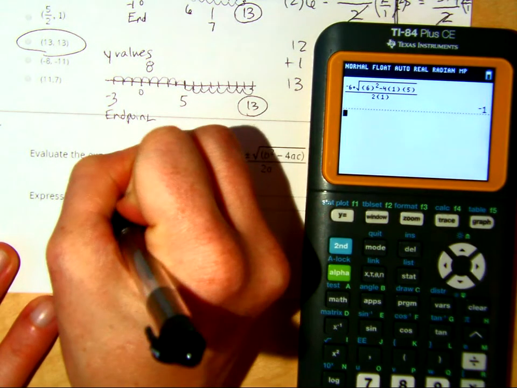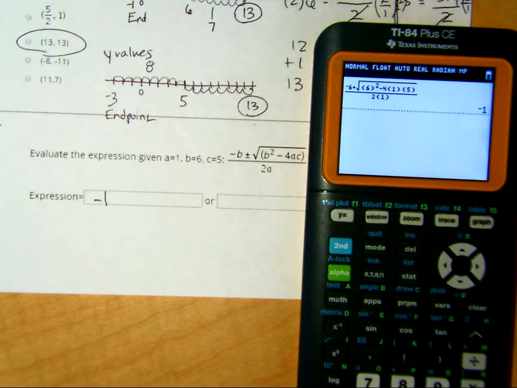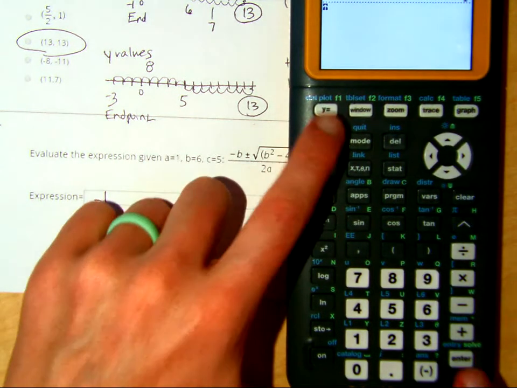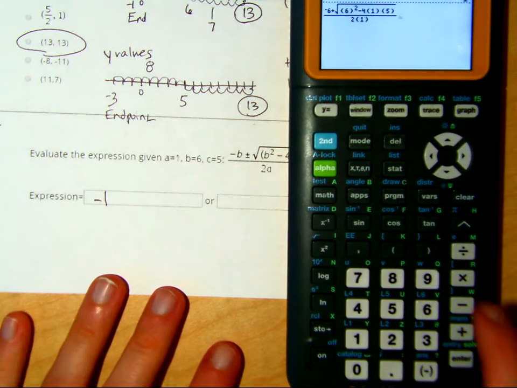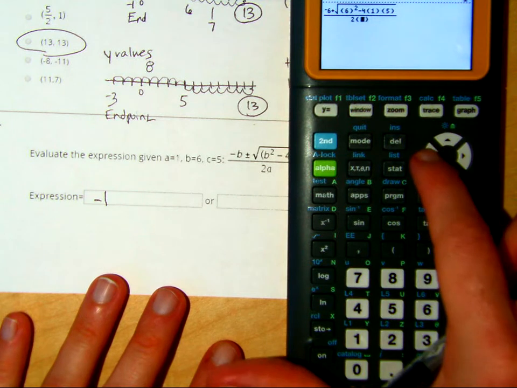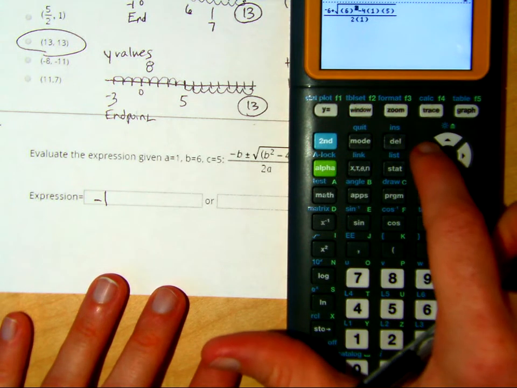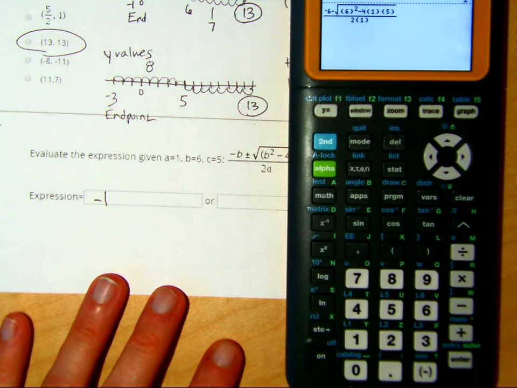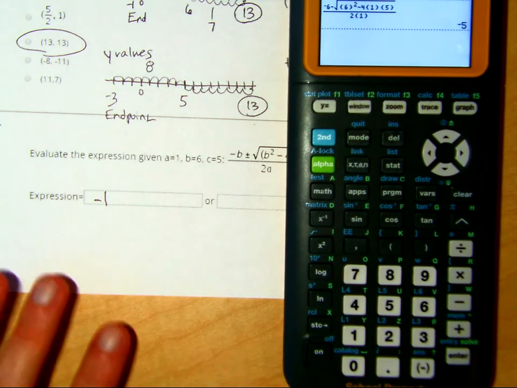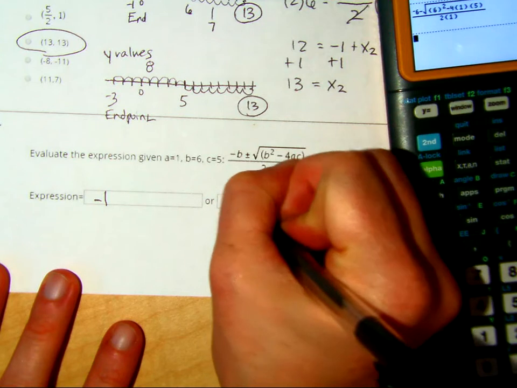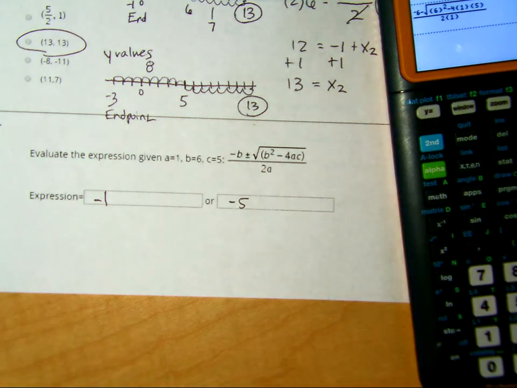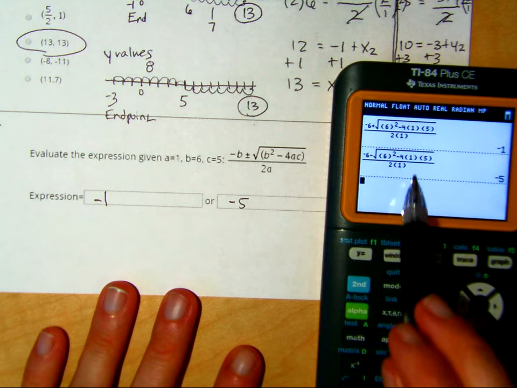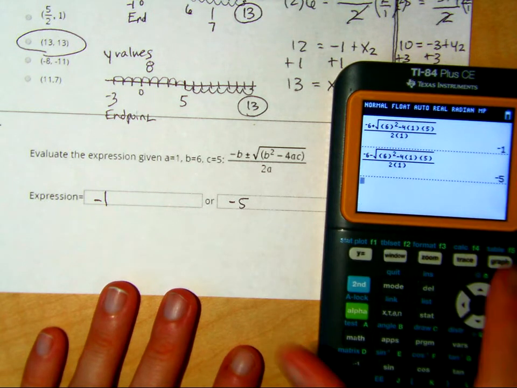And the great thing about your calculator is if you hit second enter, it pops the equation back up. You can hit arrow, arrow, arrow over and just change that plus sign to a minus and hit enter. And you get your second answer, -5. So it's nice and easy if you use the calculator, guys. You just have to be careful with putting the information in correctly. Okay, so let's move on.